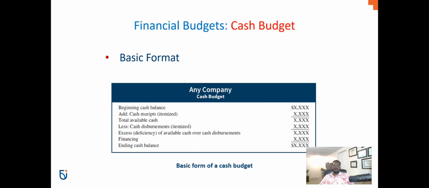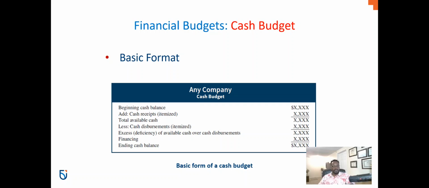Okay, now what is the basic format of the cash budget? As you can see, that's what the format of the cash budget looks like. Prepare it in sequence: the beginning balance, add any cash receipts, and then add those two together. That will give you the total cash that is available. Subtract any cash disbursements, and you need to itemize these things. So individually, your cash disbursements, list them individually.